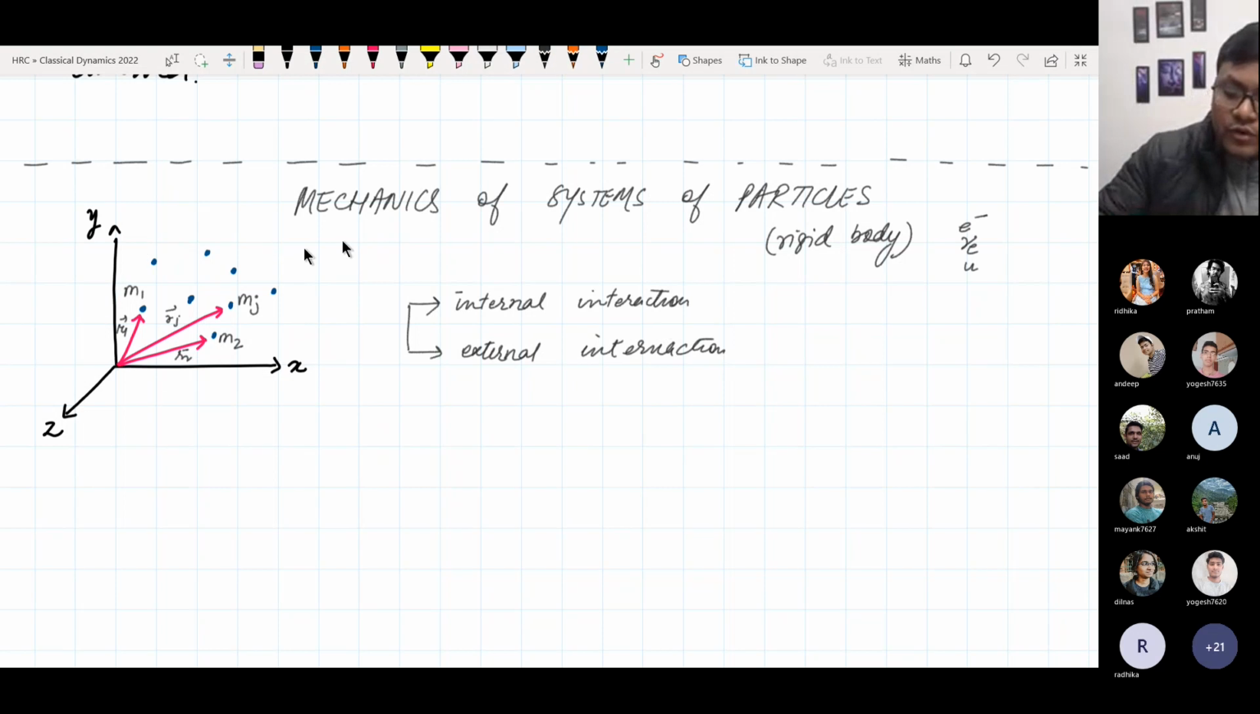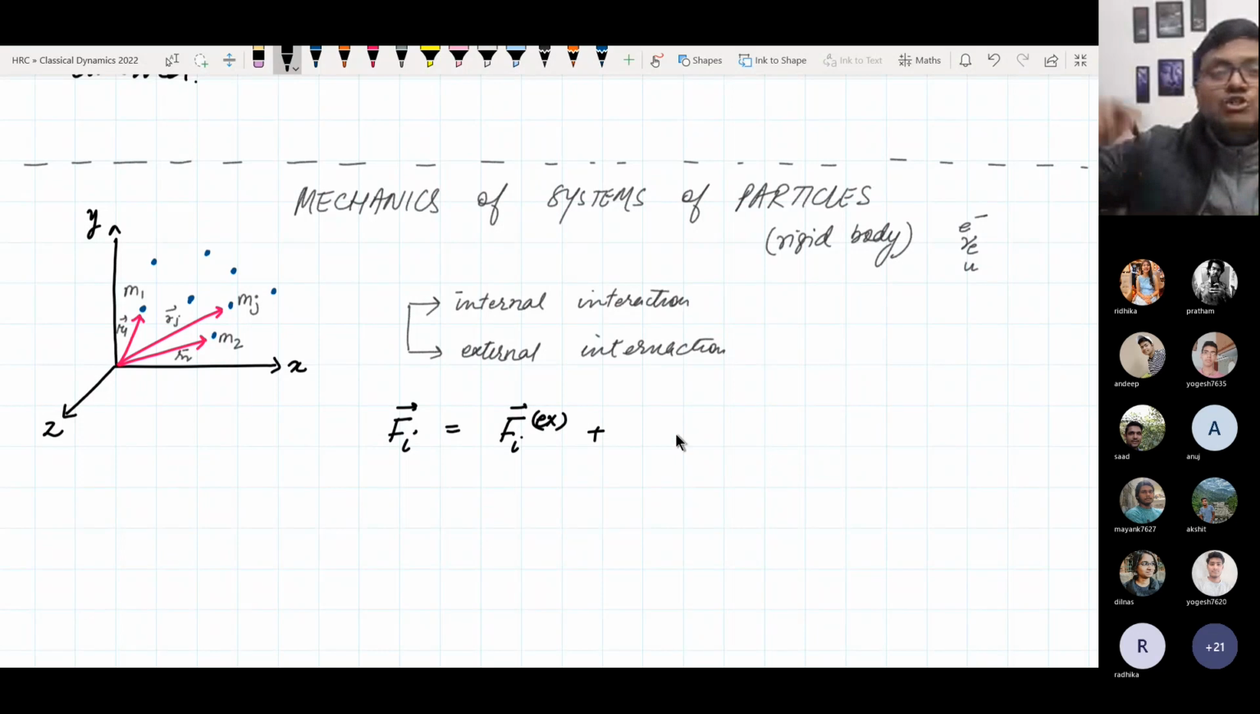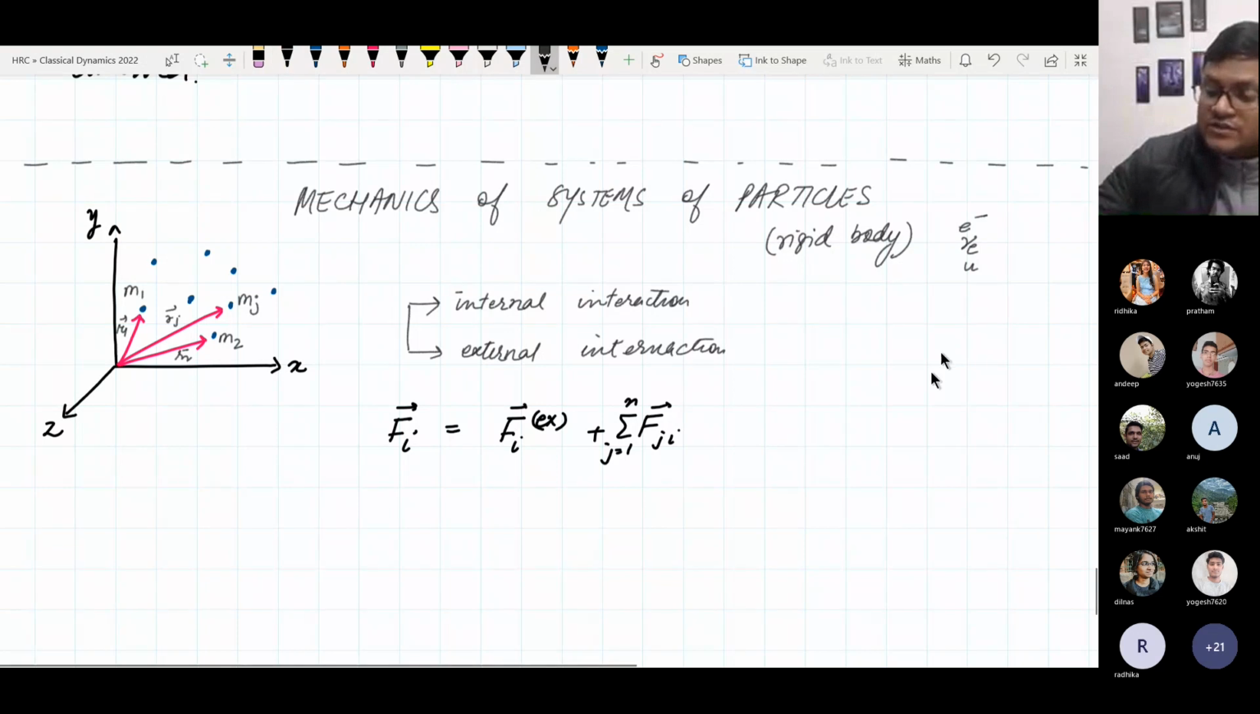Okay, so if I look at the forces experienced by some particle, let's suppose the ith particle, among m1, m2, m3, m4, the ith or jth particle, whichever it is. If I look at the interactions of this ith particle, first of all, I can say that it is experiencing some kind of external force. And second of all, it is experiencing interaction due to all the other particles in the system. So for all other particles, I can say F_ji, where j goes from 1 to n. Let's suppose there are two particles.